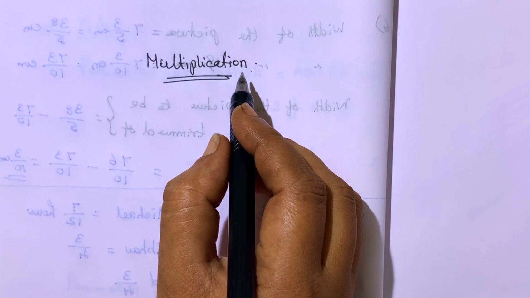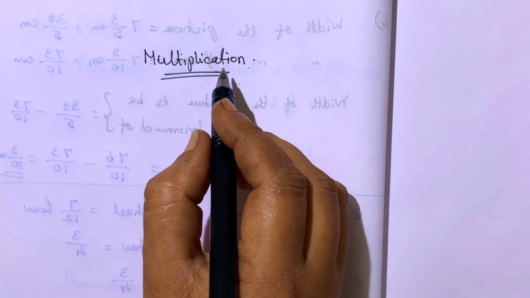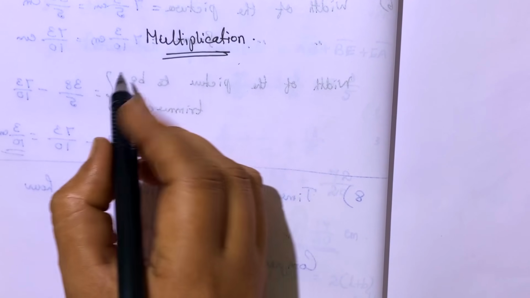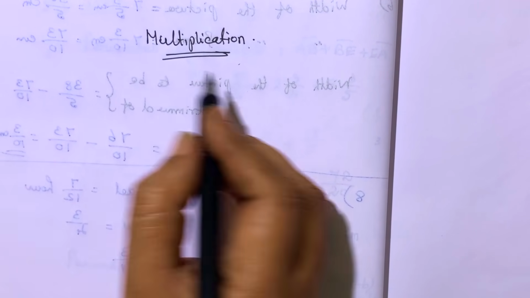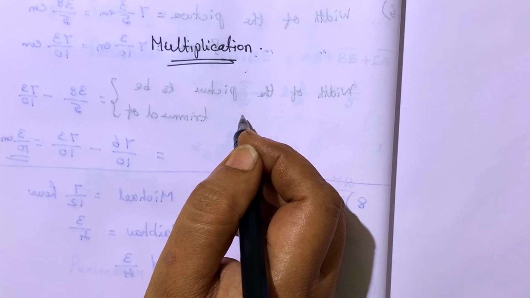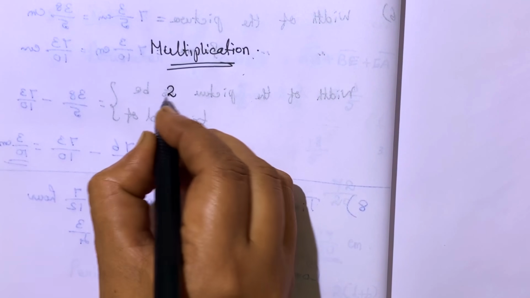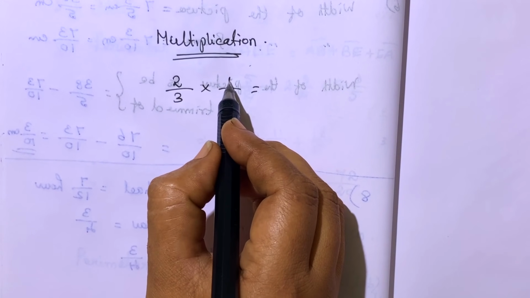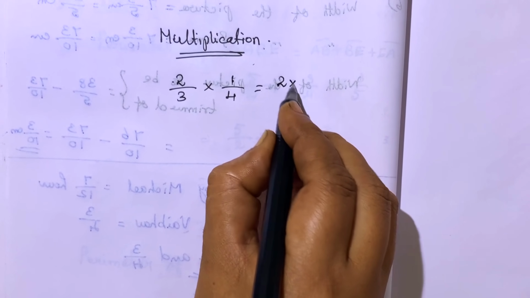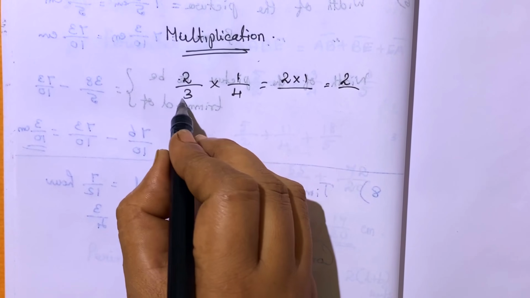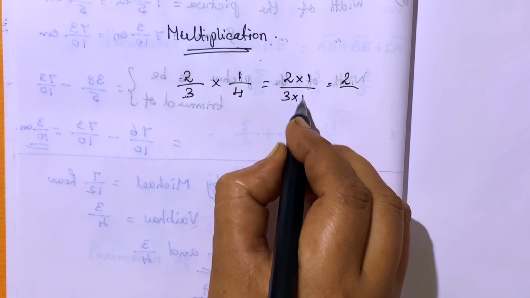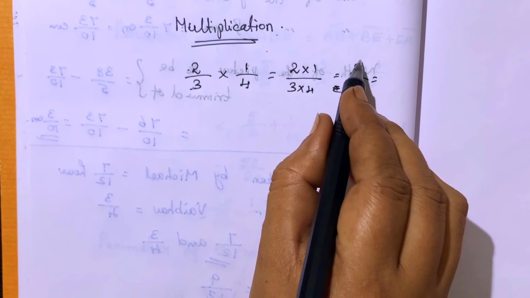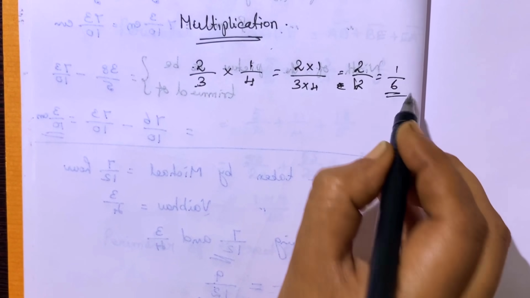So multiplication and division is very simple in fractions. So very easily you can do. No need to find out LCM and all. If two numbers are there, numerator you have to multiply with the numerator, denominator you have to multiply with the denominator. For example, 2 by 3 into 1 by 4: here the numerator is 2, here the numerator is 1. 2 into 1 is equal to 2, and 3 into 4 is equal to 12. So the answer you will be getting is 2 by 12, which is nothing but 1 by 6.